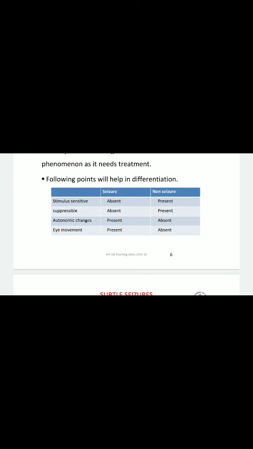Autonomic changes are associated with seizure, like eye movements, pupillary dilatation, micturition and defecation. These can happen with seizure, but not with the pseudo seizure.